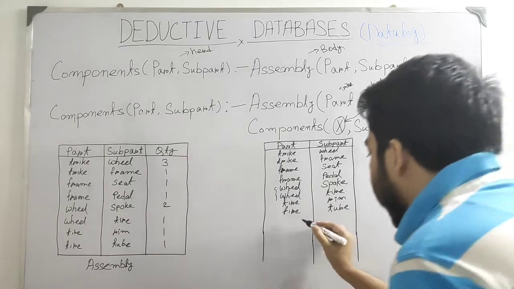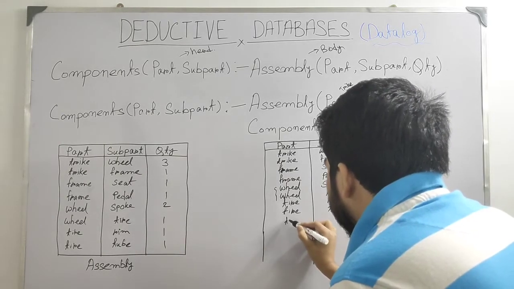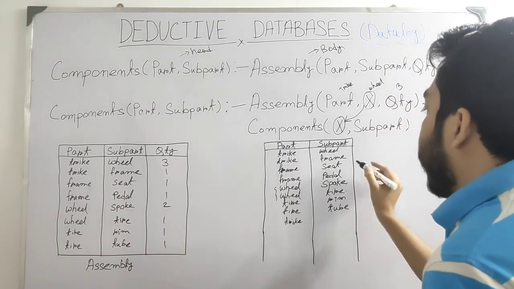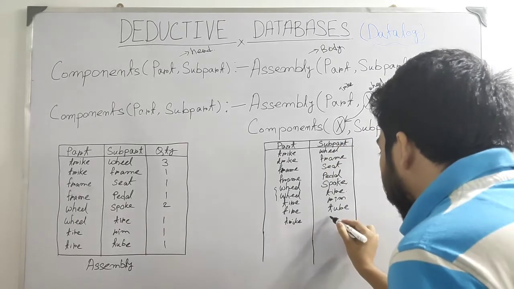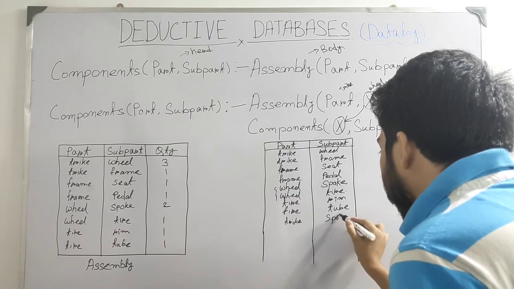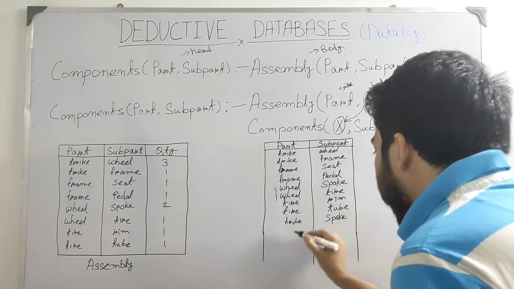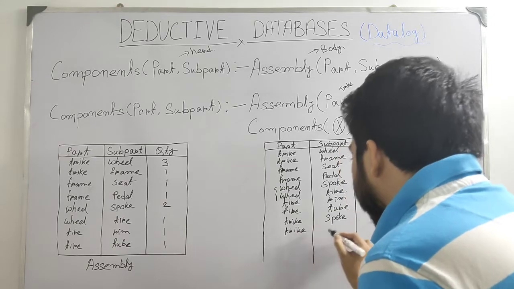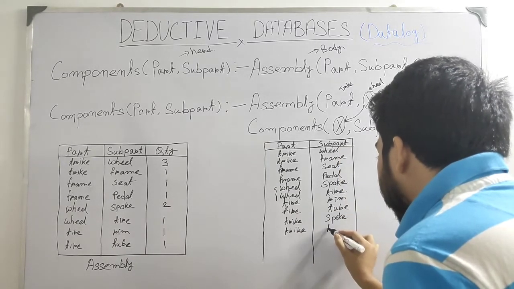So I will be writing it here: trike, and the subpart will be spoke, and then again trike, and the subpart will be tire.